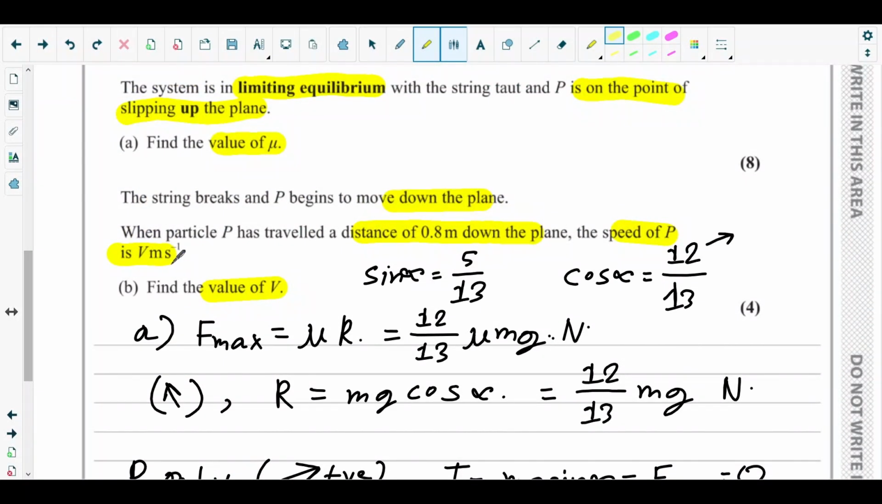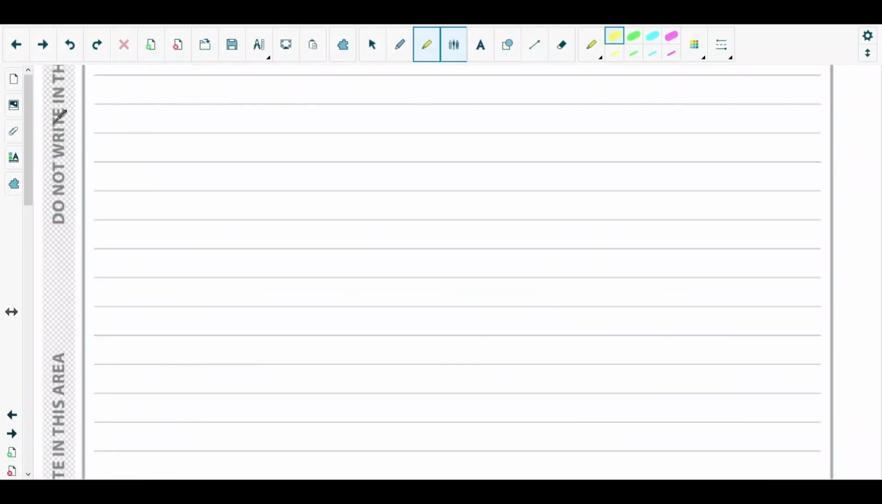Okay, so initial velocity is what? 0, right? Initial velocity is 0 because the particle P was connected with the string and it was at rest, equilibrium position. So at the moment when the string has broken, initial velocity is 0. After the string has broken, the particle will start to accelerate in the downward direction, right? We know the distance, we know the initial velocity. We just have to find out the acceleration in order to be able to find out the final velocity v.